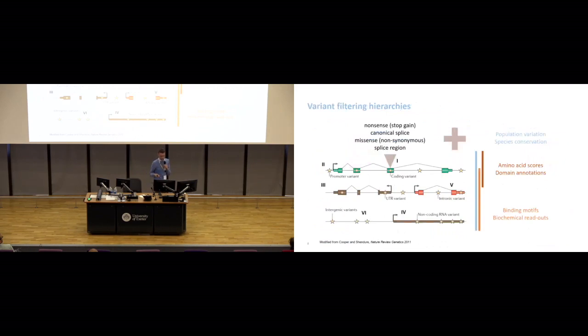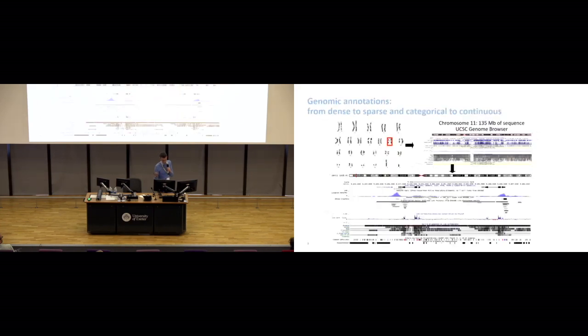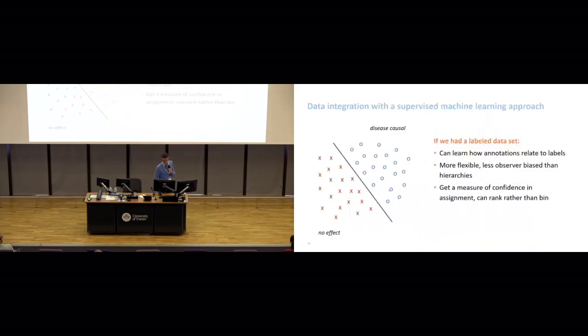So getting back to these variant hierarchies and how to use them for prioritization. If you now take these annotations and you look at them across the genome, you quickly realize that some parts of the genome have really a lot of annotations. Others are very sparse. You have very different kinds of annotations. You have categorical annotations, so it falls within a block or it doesn't fall within a block. You have quantitative measures, how well is something conserved across species. And it is really hard to handle, to walk through.